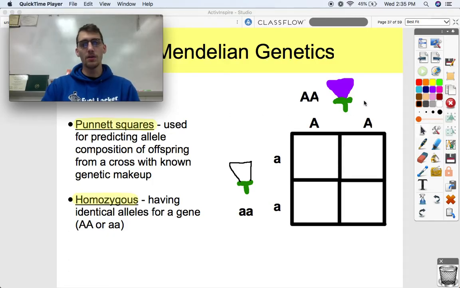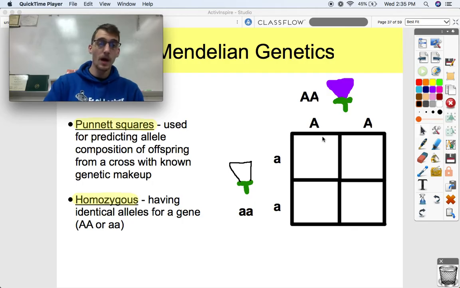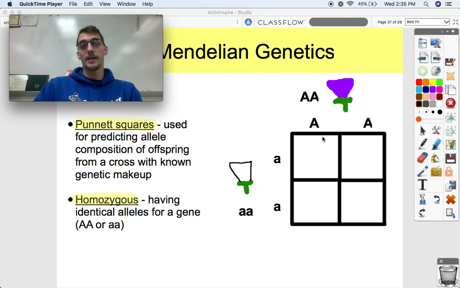All right, so what we have over here is a Punnett square, and it's a tool for predicting the allele composition of offspring from a cross with known genetic makeup. This is the example that we brought up before. This is our P generation, P as in parental generation, not P as in pea plants. We've got a true breeding purple flowered pea plant over here, and we have a true breeding white flower pea plant over here.